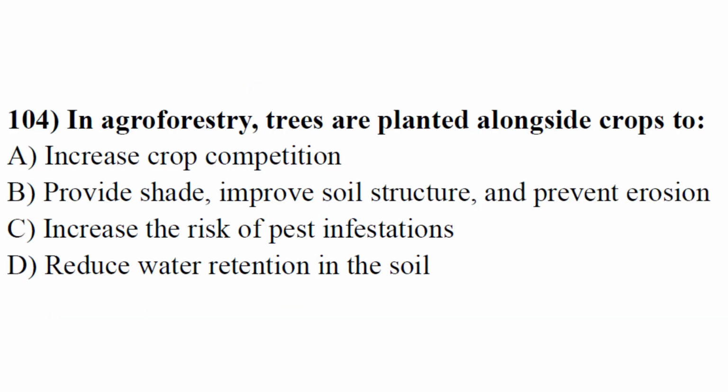104. In agroforestry, trees are planted alongside crops to A. Increase crop competition. B. Provide shade, improve soil structure, and prevent erosion. C. Increase the risk of pest infestations. D. Reduce water retention in the soil. Answer: B.